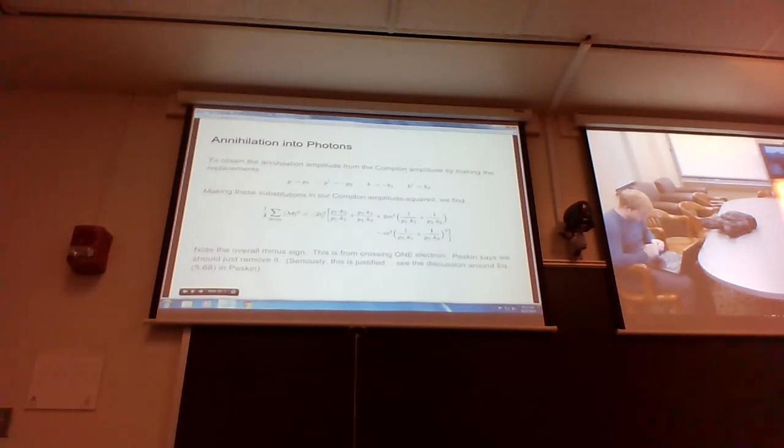And if you plug that into the cross section, you're going to get a negative cross section, which is not good. The sign is basically coming from the crossing of one electron, and Peskin says, just remove it. Just get rid of it. When I read that, I was like, what? But then I flipped back, and earlier in the chapter, he justifies getting rid of this minus sign. You can basically shift the phase of your v and v-bar spinors to absorb this sign. So it's justified. You can just drop it.